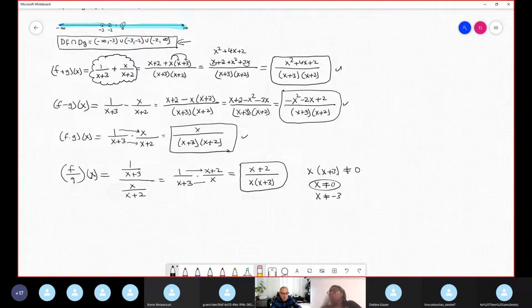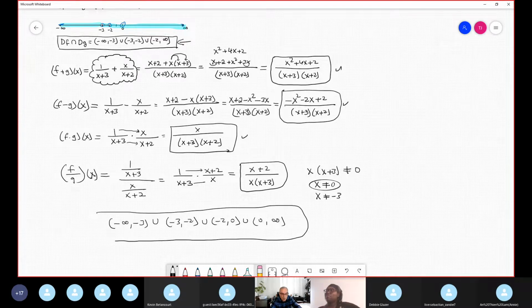The domain is from negative infinity, comma, negative 3, union negative 3, comma, negative 2, union negative 2, comma, 0, union 0, comma, infinity. We have a new hole in the division. Be careful. Therefore, now we have 3 restrictions. In addition, subtraction, and multiplication, we have only 2 restrictions. Make sense or no?